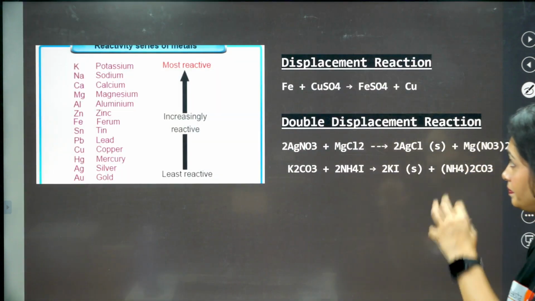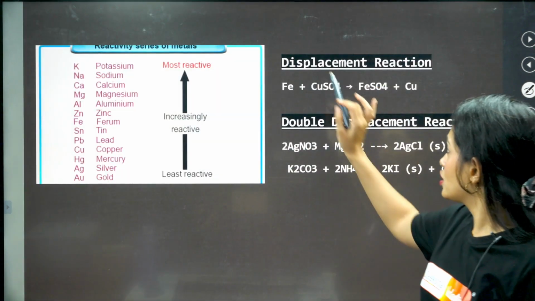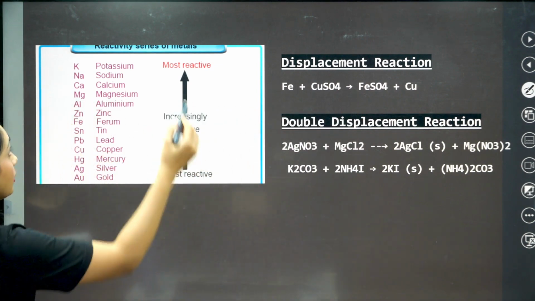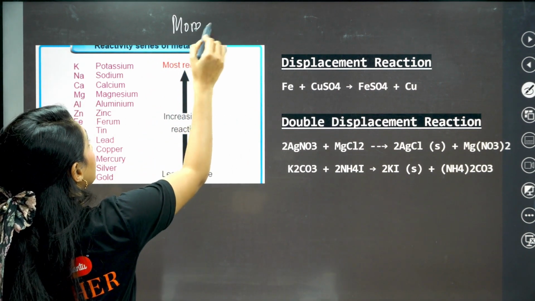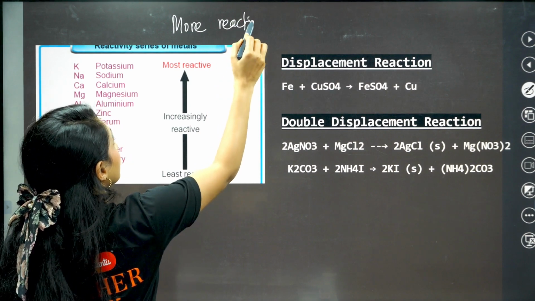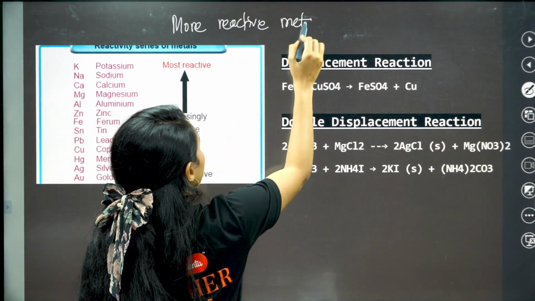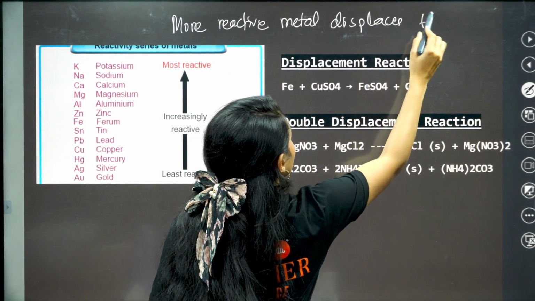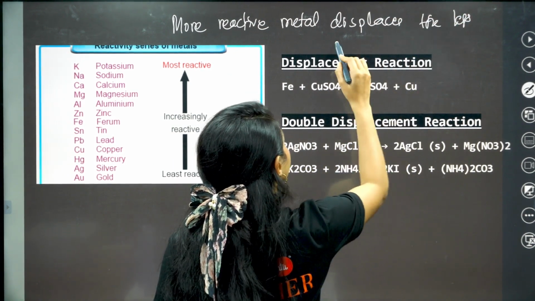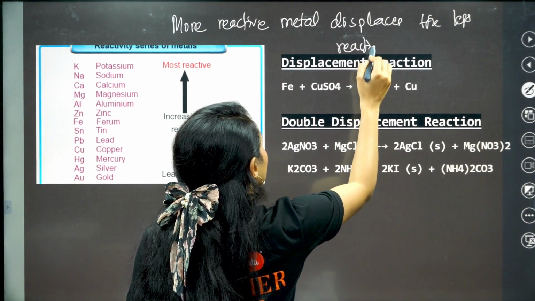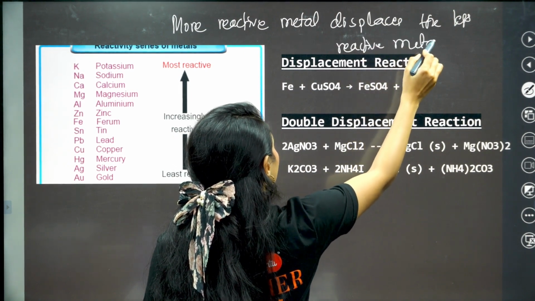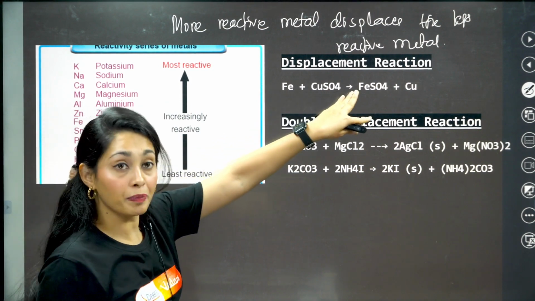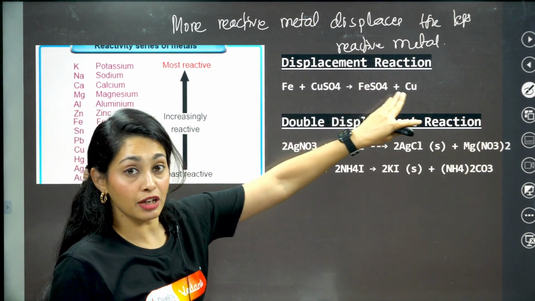Moving on to displacement reaction. A displacement reaction is a reaction where the more reactive metal displaces the less reactive metal. This is nothing but displacement reaction. Here, iron is displacing copper from copper sulfate solution to give ferrous sulfate and copper.